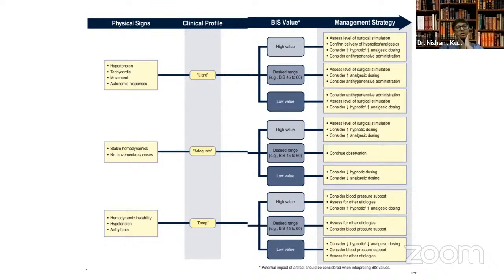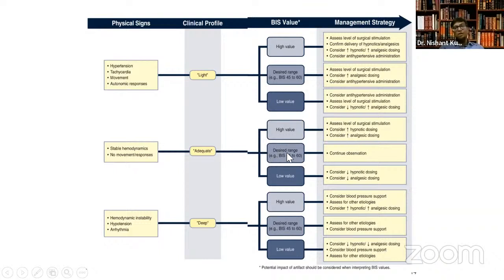Now, if you have hypertension, tachycardia, movement or autonomic signs, suppose you don't have a monitor and you want to give a TIVA TCI clinically. If you have any of these, that means there is a problem. If you have BIS, you see the BIS value. If it is high, then you first increase your hypnotics and analgesics, as I said earlier. If it is in the desired range, do nothing. If it is low, you decrease. Stable hemodynamics, no movement, no response: adequate. If BIS is high, first is hypnotic, then analgesic.